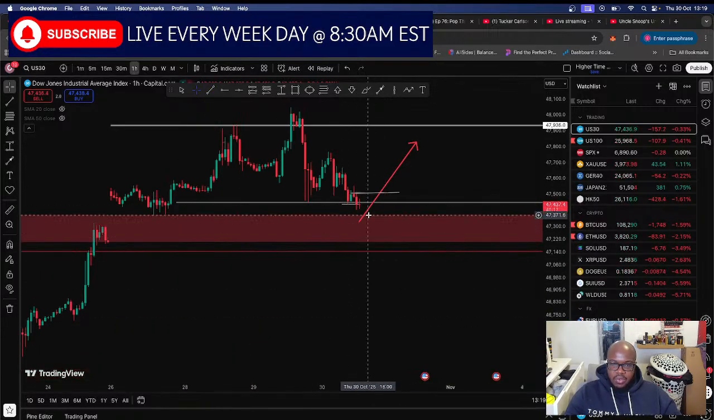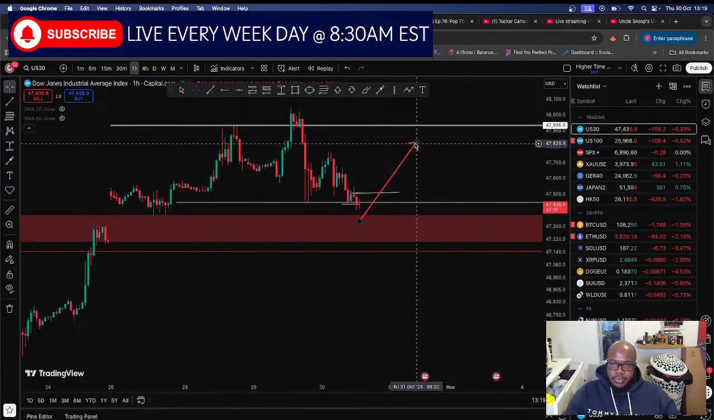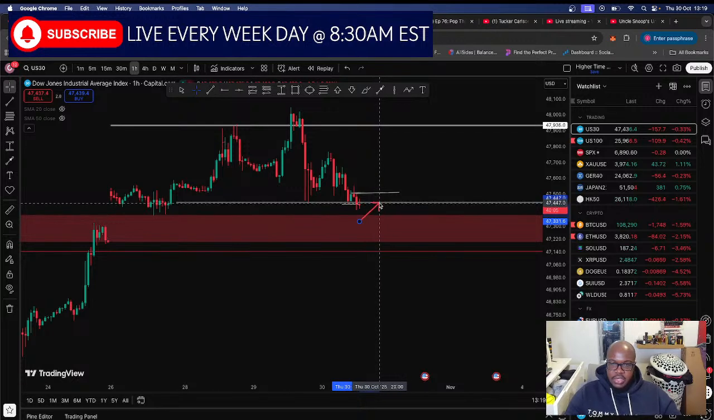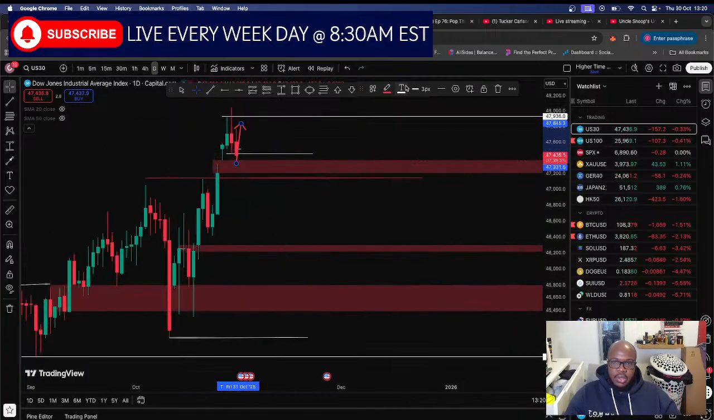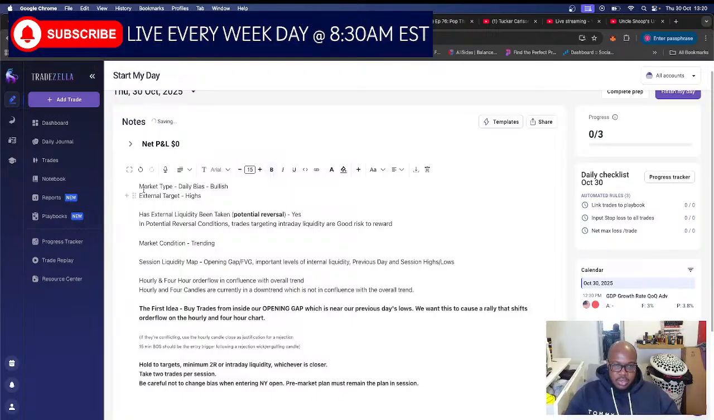So if we can get a rally from inside our opening gap that gets us above our previous day's lows, which is a liquidity area, that would be a catalyst for further rally up to continue our uptrend on the daily chart. And the reason why that's the priority for the day is because that's our daily bias. We have a bullish bias, so we should always be looking for bullish trends.